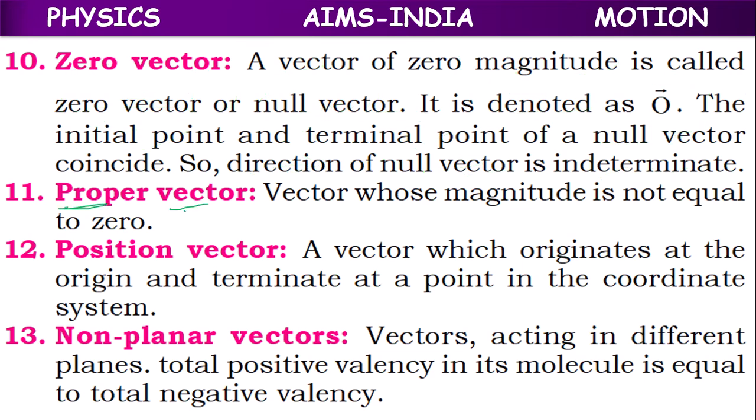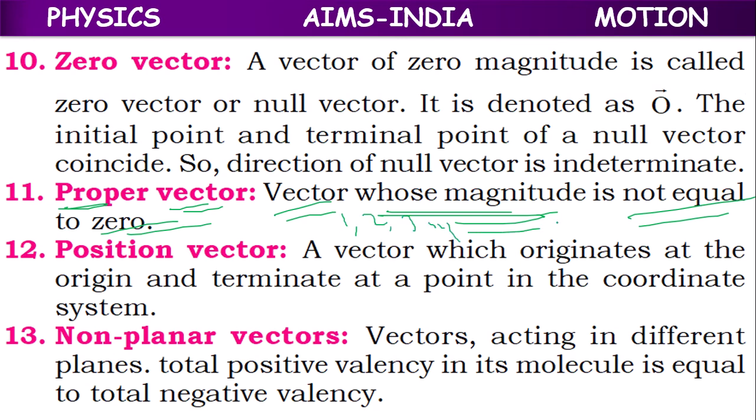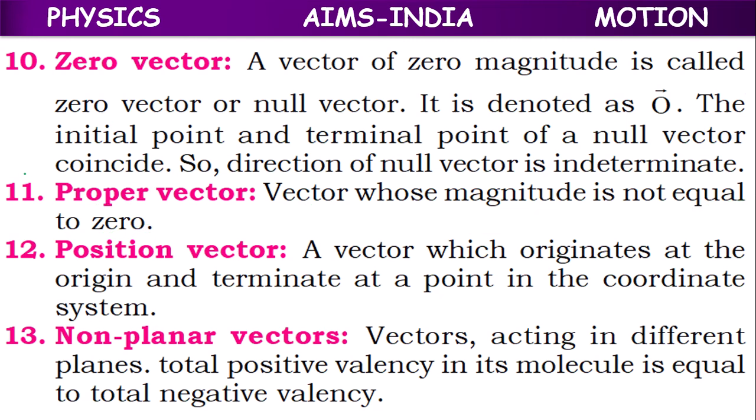Next one, we have proper vector. It means a vector whose magnitude is not equal to 0, having some value other than 0, like 1, 2, 3, 4 units. It is called proper vector. Next one, position vector. It means a vector which originates at the origin and terminates at some other point in the coordinate system, not at the origin. It is called position vector.